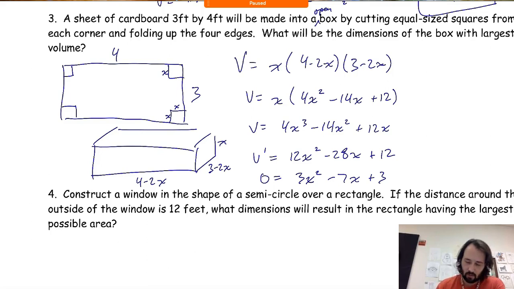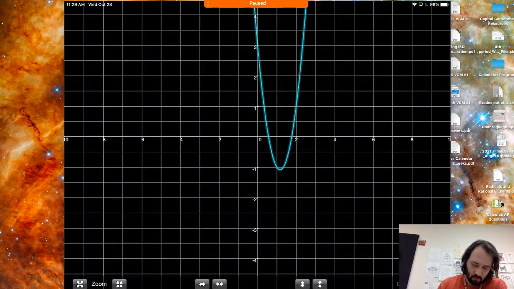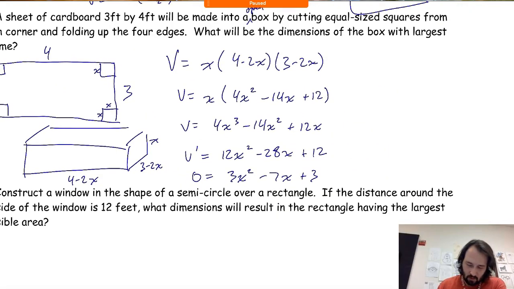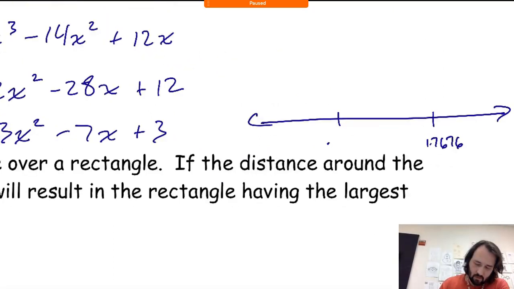All right, so I typed it in my calculator, right? 3x squared minus 7x plus 3. And I found one value to be 0.5657, the other to be 1.7676. So this is an instance where I need to think a little bit harder about this stuff. 1.7676 and what was it? 0.5657.